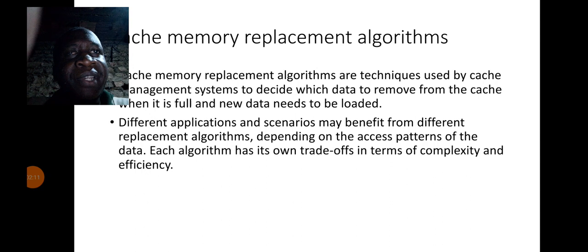Now let's talk about cache memory replacement algorithms. Cache memory replacement algorithms are techniques used by cache management systems to decide which data to remove from the cache when it is full and new data needs to be loaded. Different applications and scenarios may benefit from different replacement algorithms, depending on the access patterns of the data. Each algorithm has its trade-offs in terms of complexity and efficiency.